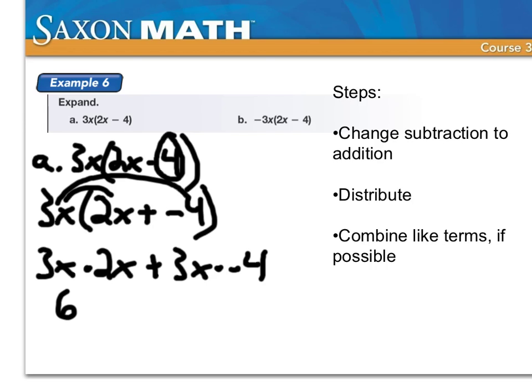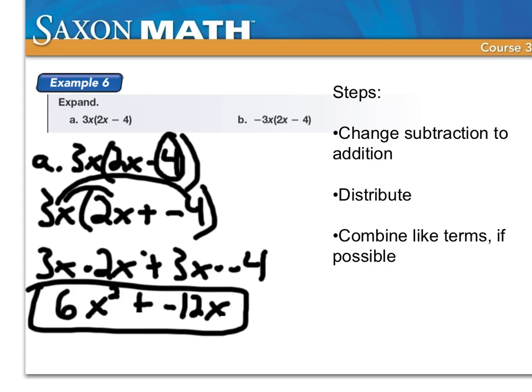3 times 2 is 6. Then if I look here, I've got two x's. Got x to the first power and x to the first power. That leaves me with x to the second power because we add the exponents together. So x to the first times x to the first is x to the second. And we got our plus sign here we're going to bring down. And 3 times negative 4 is negative 12. And then I just have one x to throw on here. The third step says to combine any like terms if you can. Well, x squareds and x's aren't the same, so I am done. Cannot do anything else with that problem.